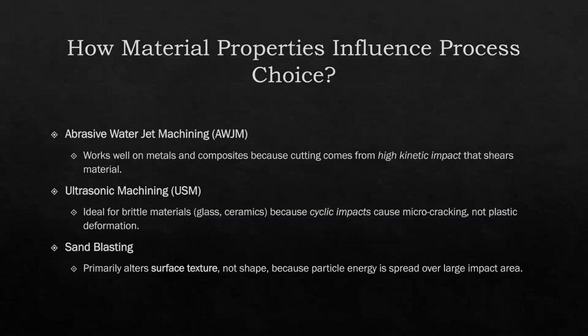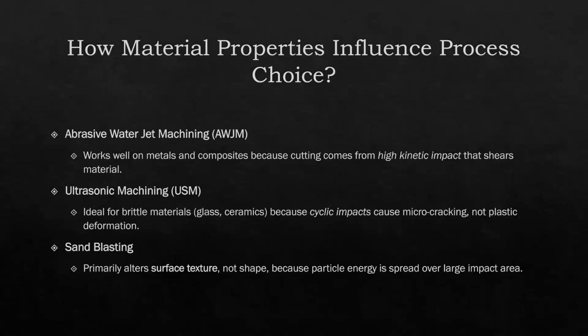Now that we've seen how each machining process works, let's step back and look at how material properties guide the process selection. Key idea here is that different materials respond differently to mechanical energy. Some materials deform before they fracture, while others crack very easily. Starting with abrasive water jet machining, an abrasive water jet works well on metals and composite materials because the removal mechanism is based on high kinetic impact. The high velocity jet essentially shears material away. Since there's no heat involved, even heat sensitive metals and layered composites like carbon fiber can be cut cleanly without burning.